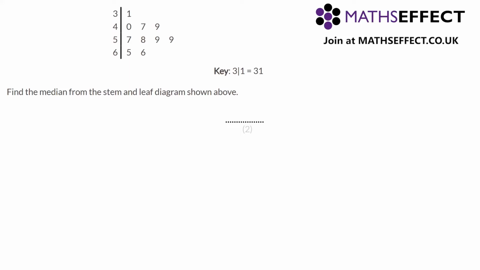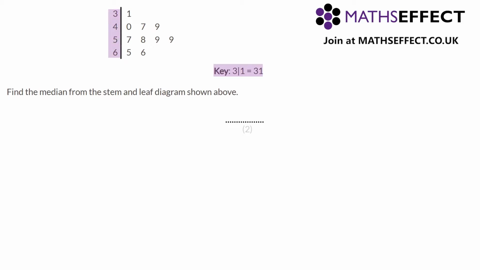To find the median from a stem leaf diagram, there are a couple of different ways of doing it. We're going to do it by writing down the numbers as numbers, but I'm going to show you a different method at the end. So first of all, we need to look at the key to the stem leaf diagram, which tells us 3 line 1 represents 31, so the number on the left is going to be in tens. So these numbers are going to be 30, 40, 50 and 60.